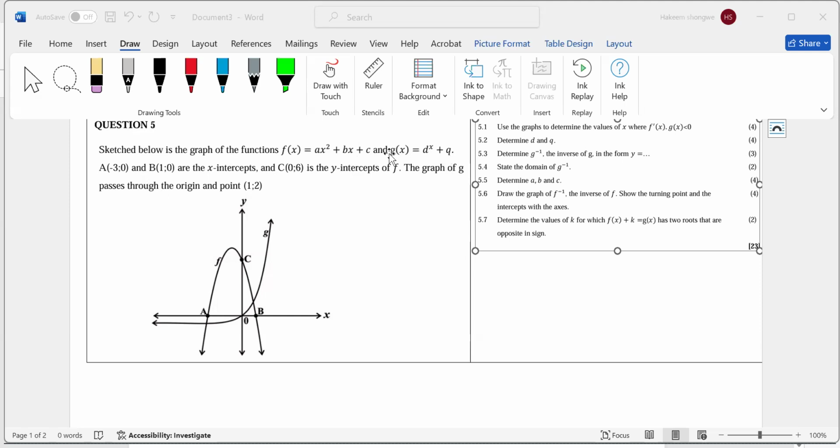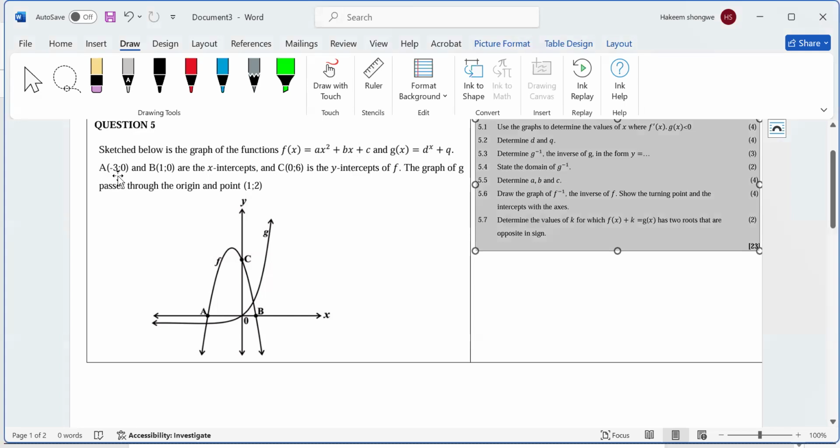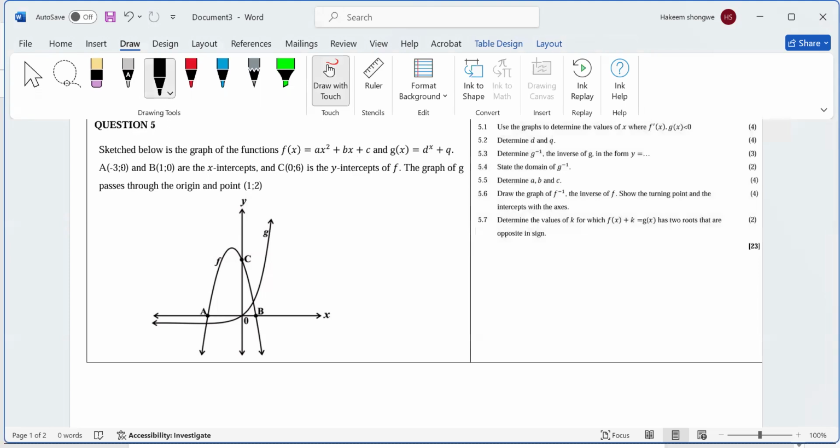They say we have a, which is minus 3, 0, meaning that because this is 0, it makes it an x-intercept. But they already said it: a and b are the x-intercepts. And then we also have c, which is the y-intercept of f. They're being specific about the graph of f.